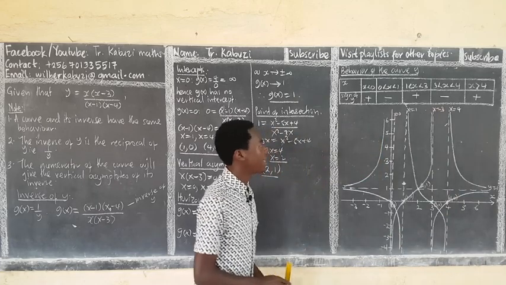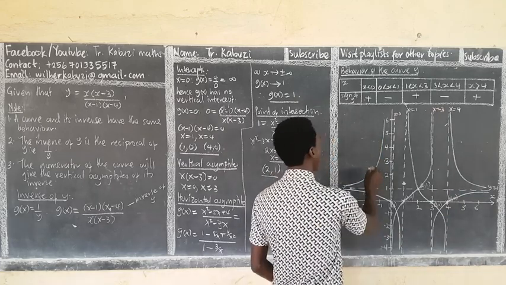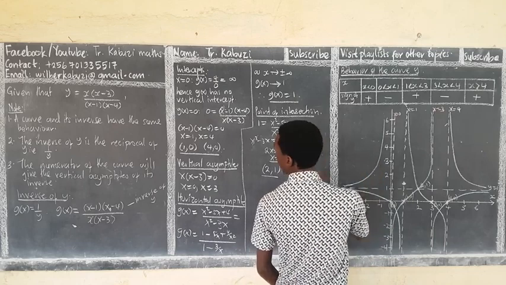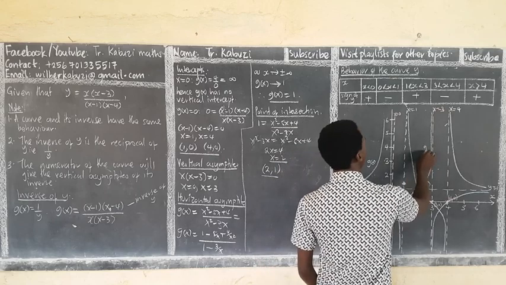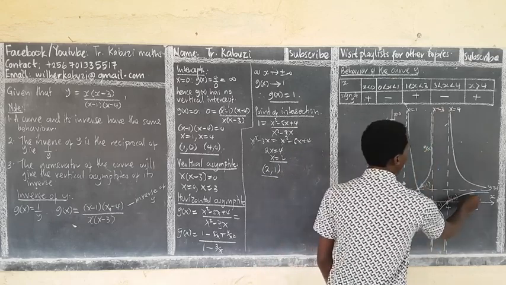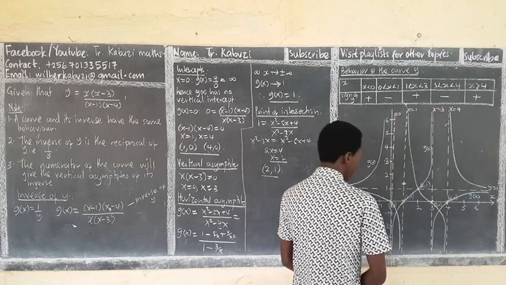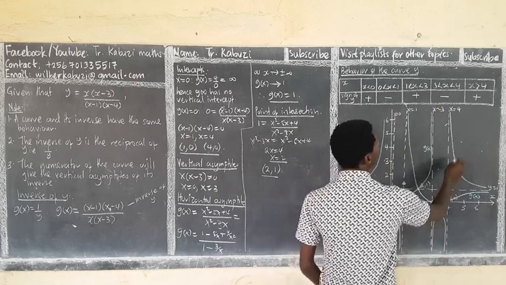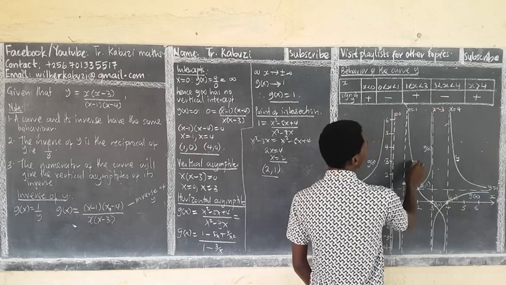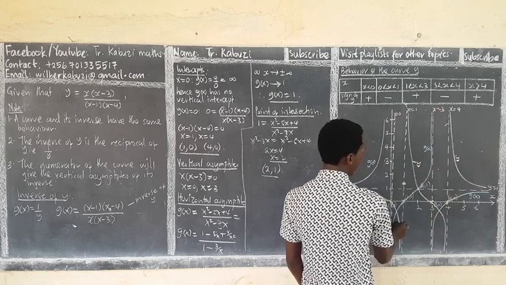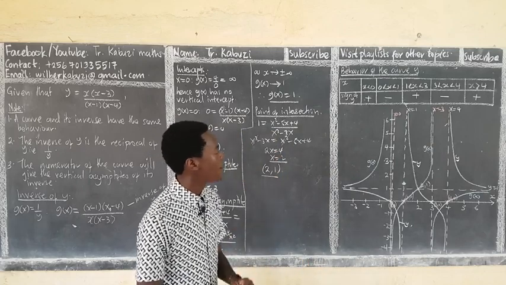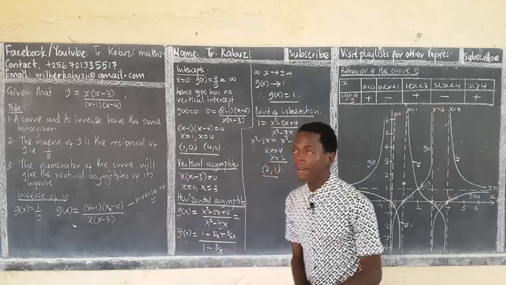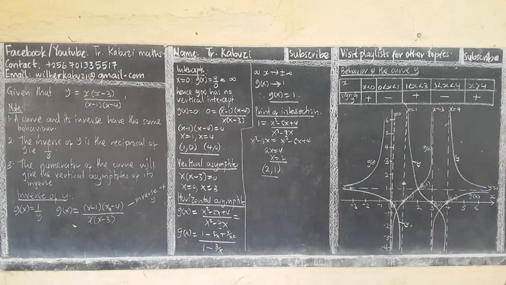So basically, that is the curve and its inverse. This is our inverse, which is g of x. This is our g of x, and this is also our g of x. Then this is our y, the original curve. So that's how we sketch that. That's how members will sketch a curve and its inverse. Always you base on the behavior. As simple as that. That's it, members.